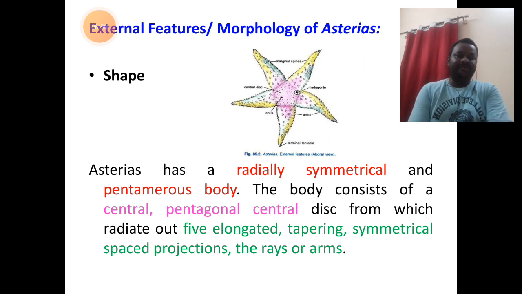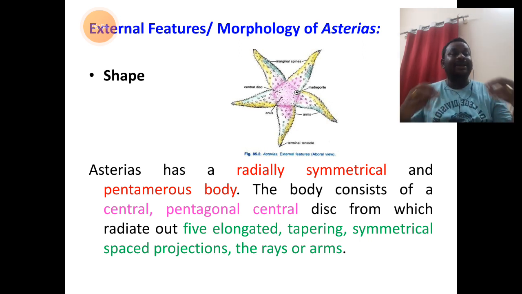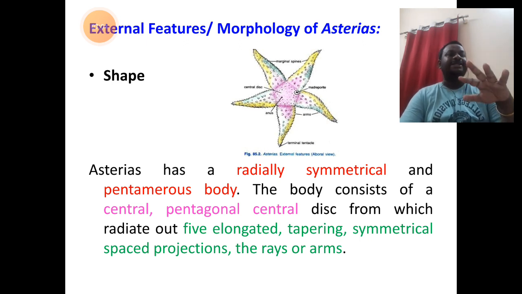The next feature is shape. Because of the star shape of the body, it is commonly called a sea star. Technically, we make use of the term pentamerous body for the star-shaped body. So the star-shaped body can scientifically be called pentamerous. Penta means 5. So it has 5 radiating arms. It has a body which is radially symmetrical.